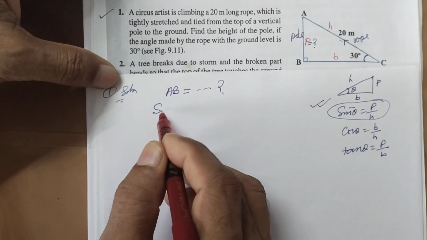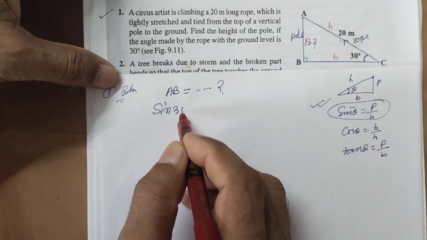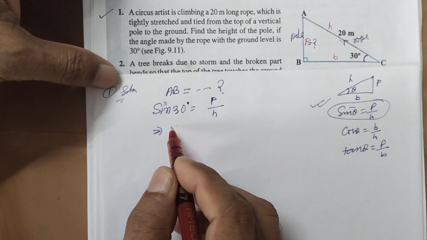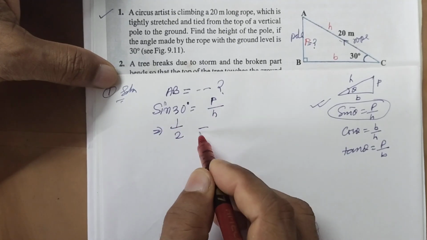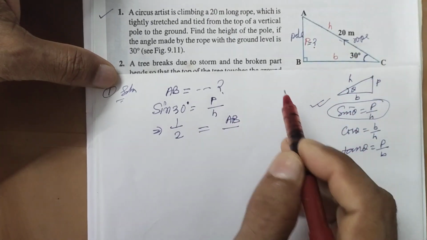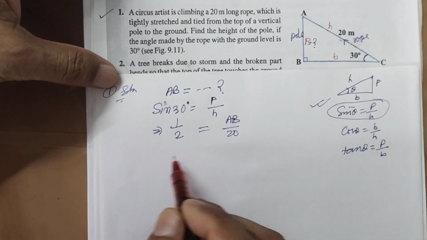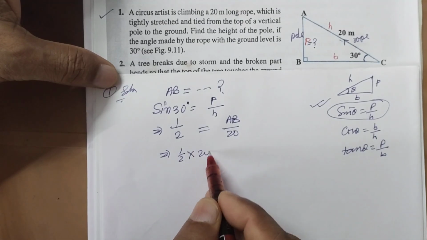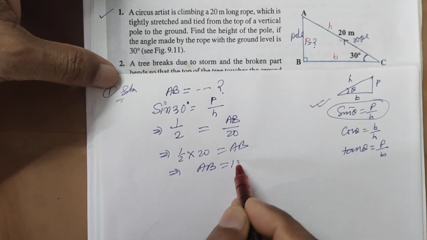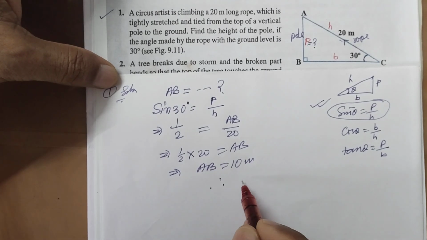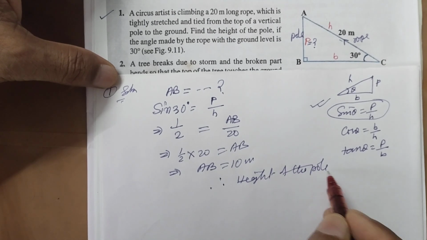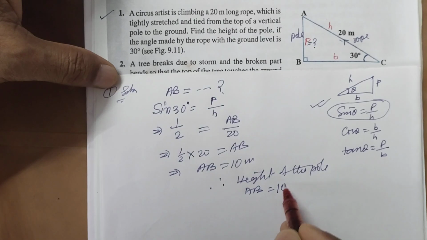So which ratio will you use here? Sin theta is perpendicular by hypotenuse. Sin 30 degree value is 1 by 2, and perpendicular value is AB. AB is the height of the pole, we are going to find it, and hypotenuse here is 20. So 1 by 2 into 20 is equal to AB. So AB is equal to how much? It is 10 meter. Therefore the height of the pole, that is AB, is equal to 10 meter.